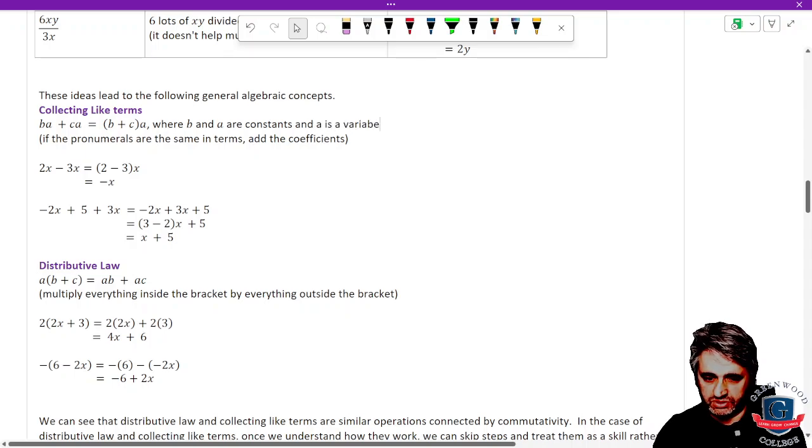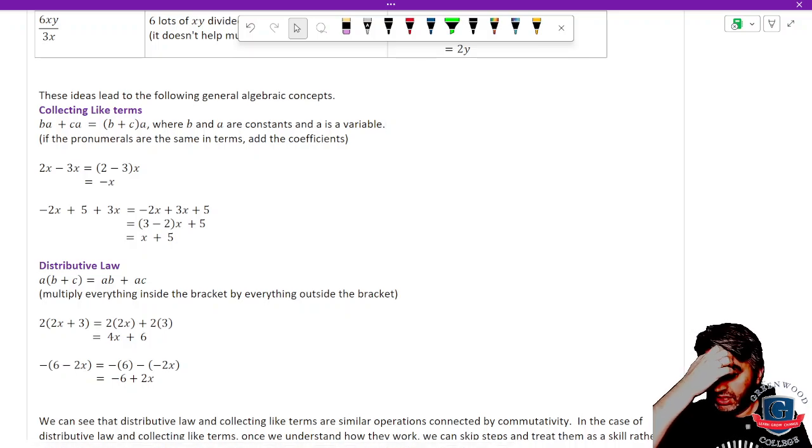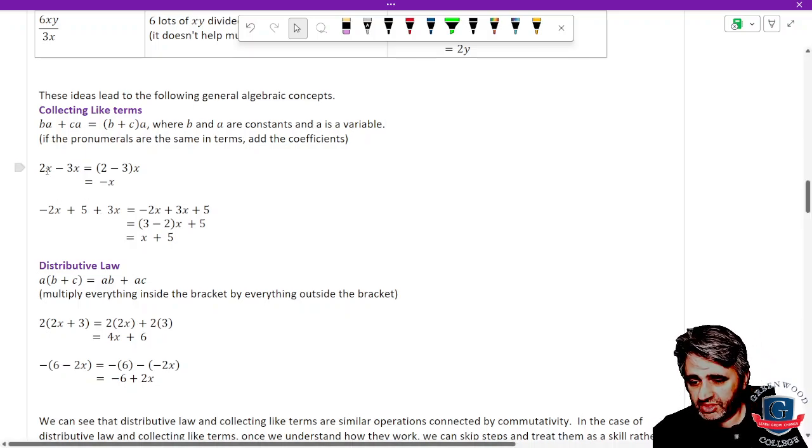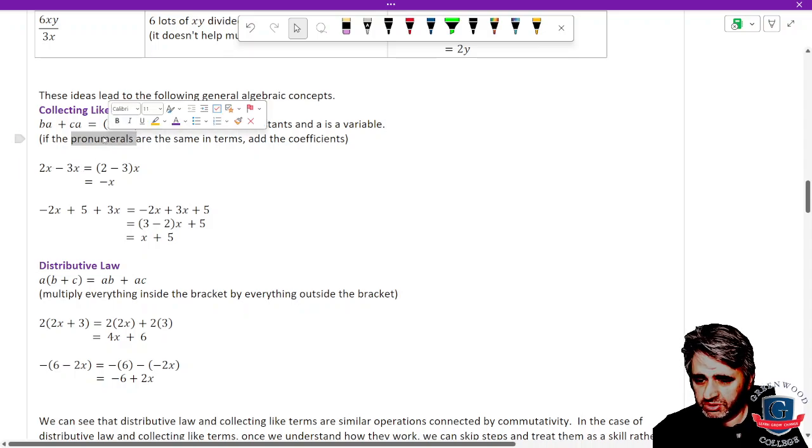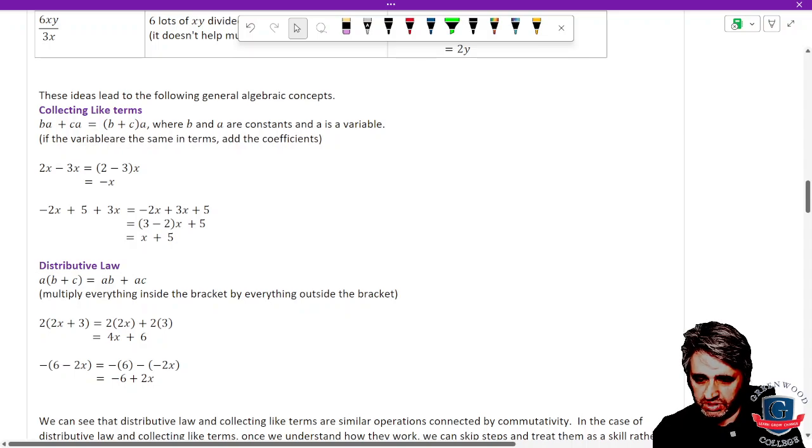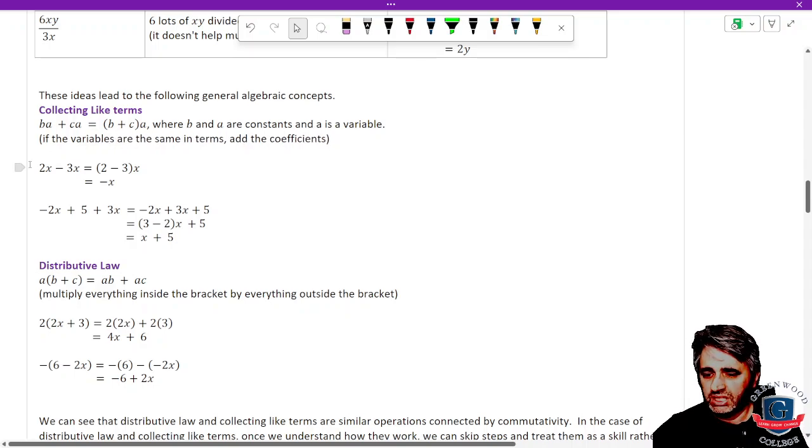Now this works for other cases, but it wouldn't be called collecting like terms then. If the pronumerals are the same in terms, add the coefficients. That's all it is. So 2x plus 3x, the pronumerals or the variables, I just use the word variables here because I've been doing that all the way through. Pronumerals just means the same thing as variables. So the variables are the same, add the coefficients, 2 minus 3 becomes minus 1. 2 plus minus 3 is minus 1.